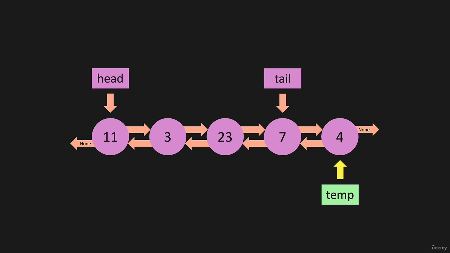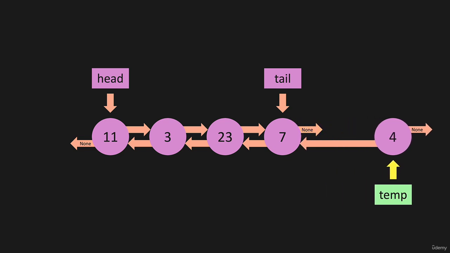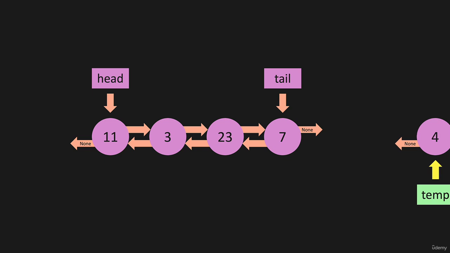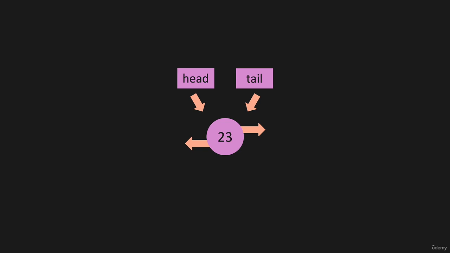Then we need to break the connection between the two arrows that are between that 7 and 4 node. So the first one will say tail.next is None. That breaks that one. And then we'll say temp.previous equals None, and that breaks that off. And then we can return temp. We do have a couple of edge cases here, one for if we only have one node in the list, and another one for when we don't have any nodes in the list.